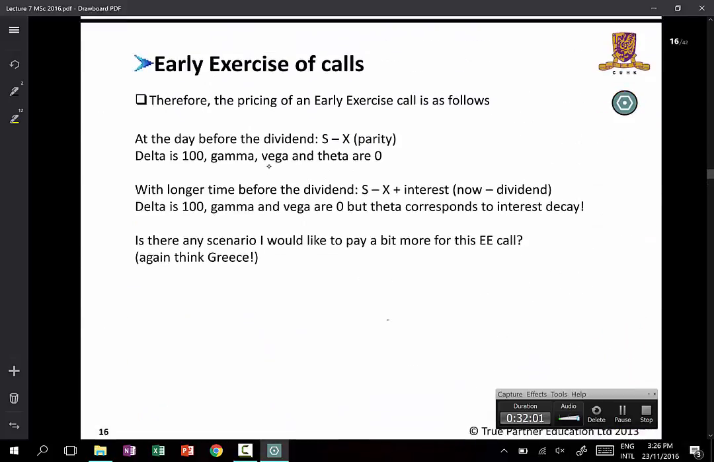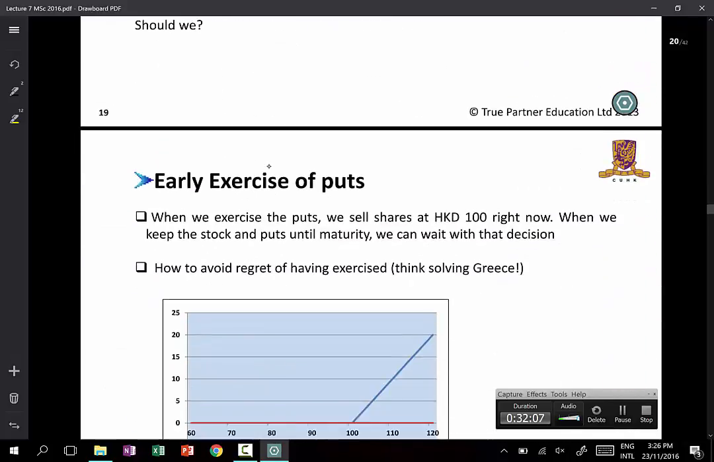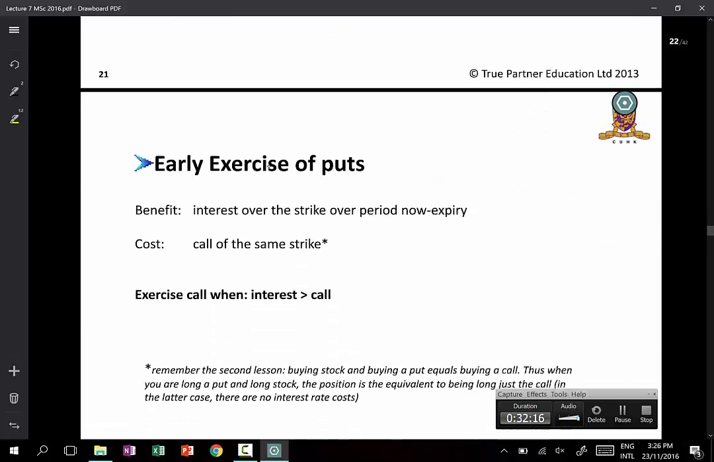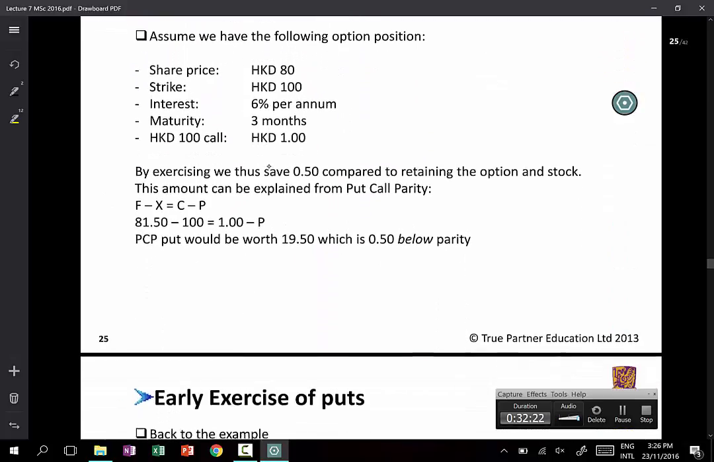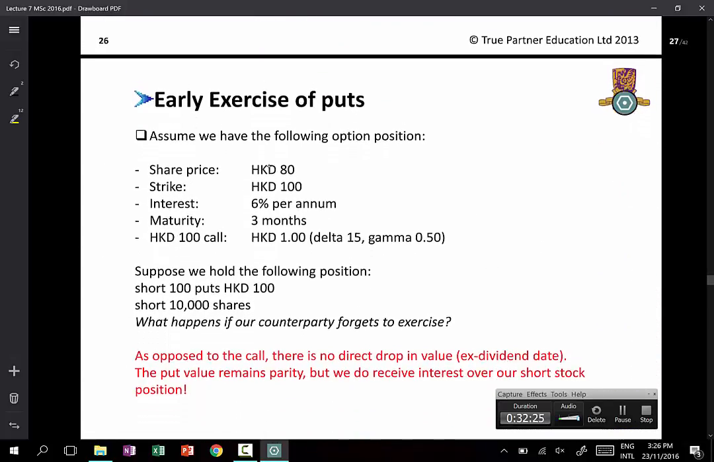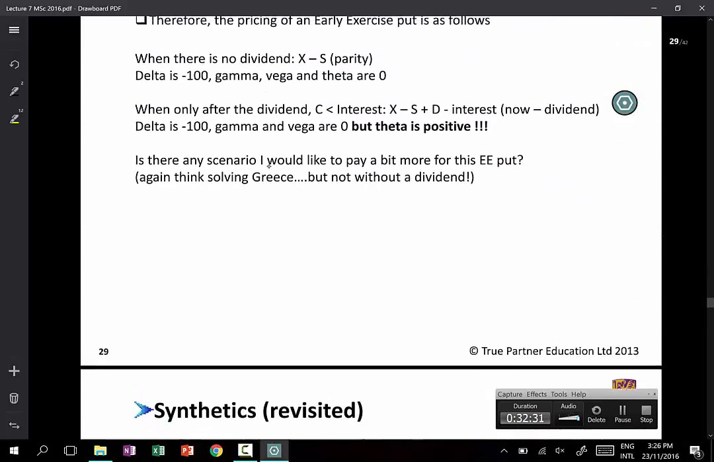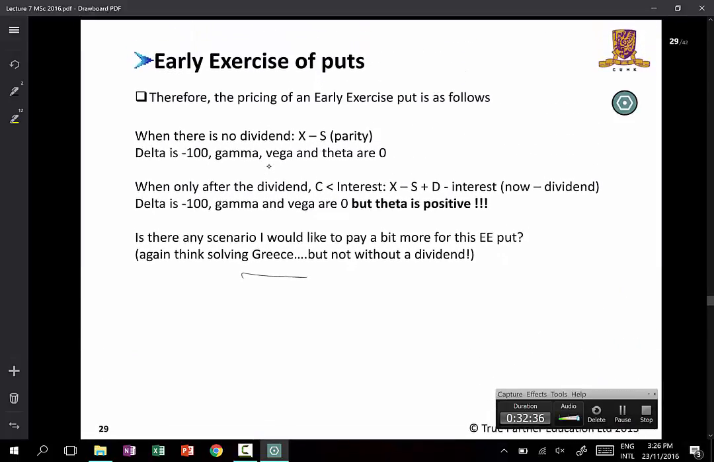Page 16. Actually it kind of goes on. So where exactly is that page? Here. Think about the Greeks. Okay. Hold on a second. Need to just get to the right page first. Okay, so this is the actual page. Is there any scenario I would like to pay a bit more for this early exercise put?